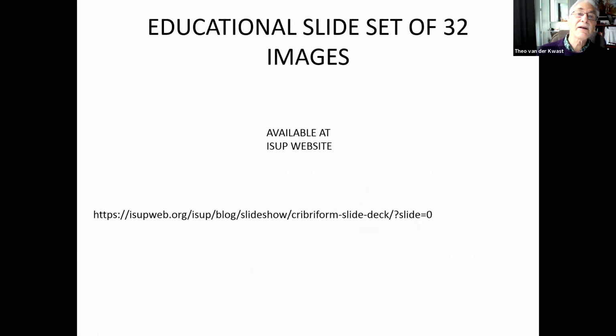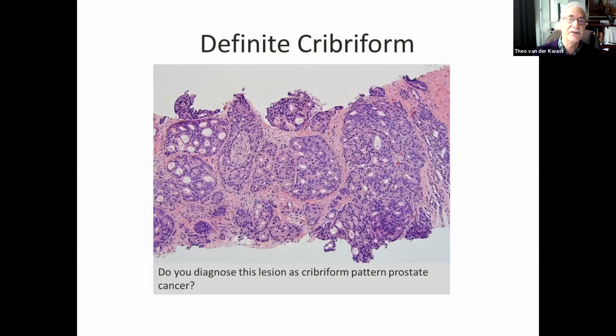So now I'm going over to the educational set of 32 images, but don't get a shock. I'm not going to show you all the 32 images. For that, you have to go to the ISUP website where there is a link provided, and you can do it for yourself. But we will do a couple of them with some comments from my side. I give you a couple of seconds to look at this image. This is the image from the category definite cribriform, and you have a little bit of time to think whether you would diagnose this lesion as cribriform pattern prostate cancer.